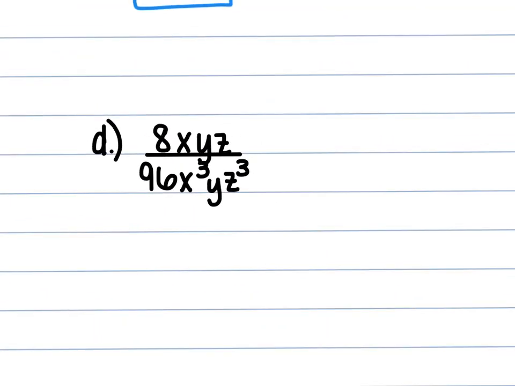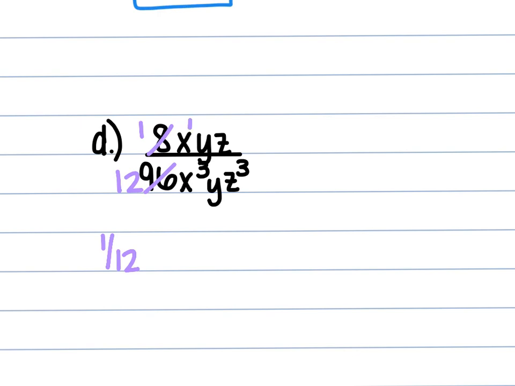For D, we have 8xyz all over 96 x cubed y z cubed. So we look for a common factor between 8 and 96, which is 8. The 8 is going to turn into a 1. The 96 will turn into a 12. So it's going to be 1 over 12.